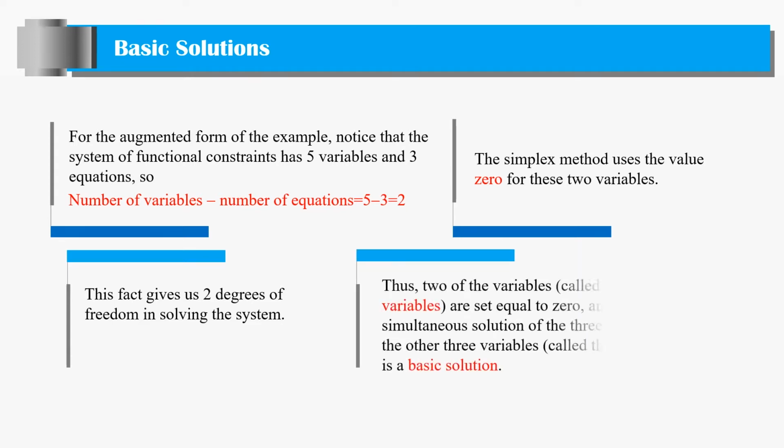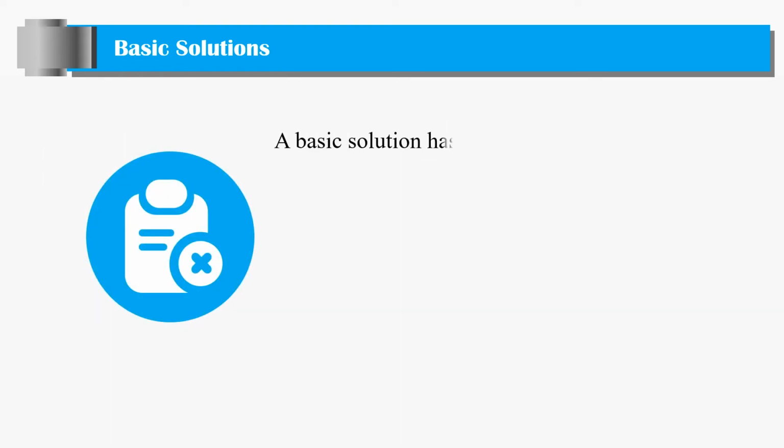After setting these 2 free variables to 0, these 0 variables are usually called the non-basic variables. And then we can solve the system of equations with 3 equations and 3 variables. After finding the simultaneous solution, they are usually called the basic variables. We obtain the basic solution. The basic solution has the following properties.